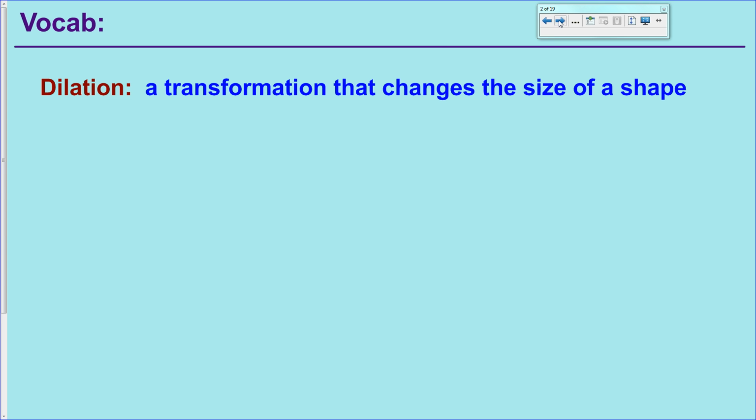To start off, we're going to start with a little vocab. Actually, a lot of vocab. There's a lot of vocab and a lot of notation to go along with this, and your Chapter 6 note guide has many spaces for the information that I'm about to show you.